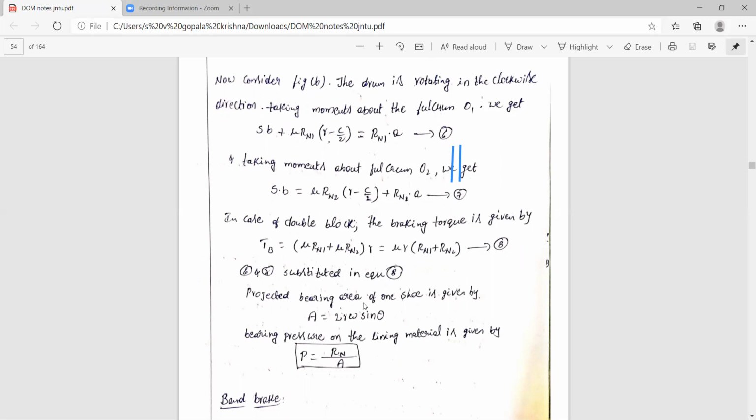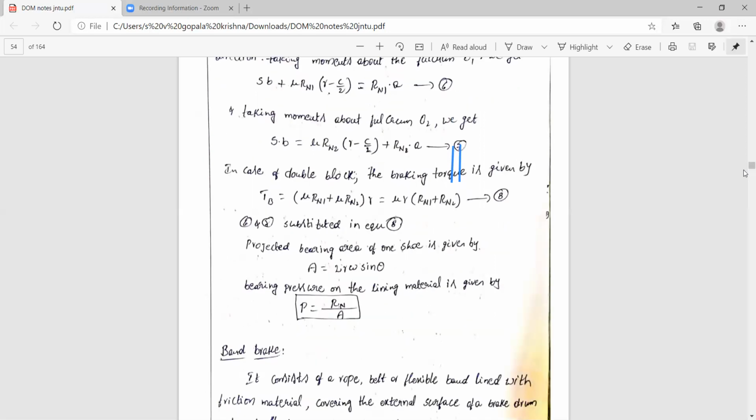Now, in our double shoe brake, the bearing area of one shoe is given by capital A equals 2r omega sine theta. And the bearing pressure on the lining material is given by P equals Rn by A, normal reaction by area. So braking torque is there, and area and pressures are calculated.